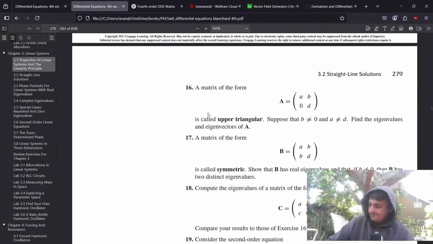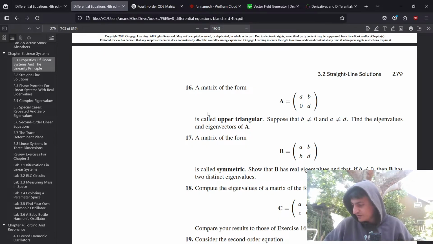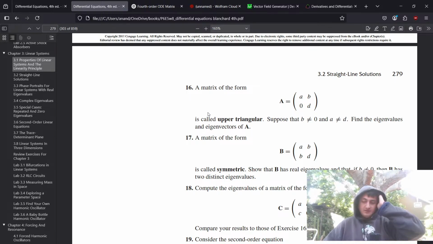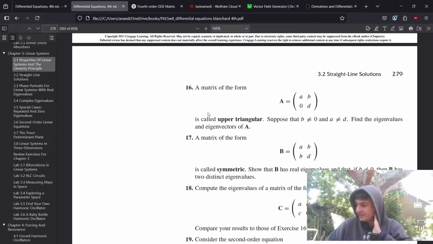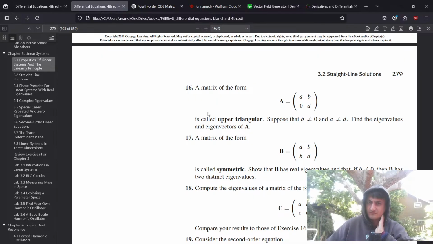Okay, 16. A matrix of the form is called upper triangular. Suppose we have A is equal to A, B, 0, D. Now we want to show, suppose B is non-zero and A is not equal to D. Find eigen of A.